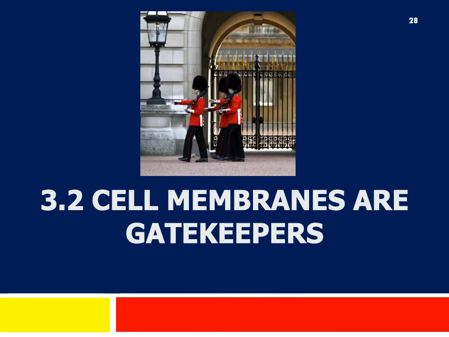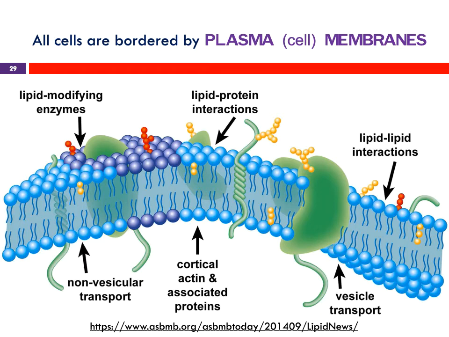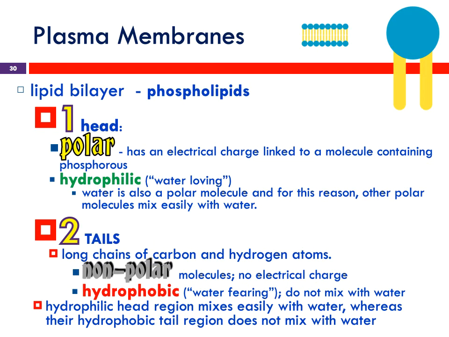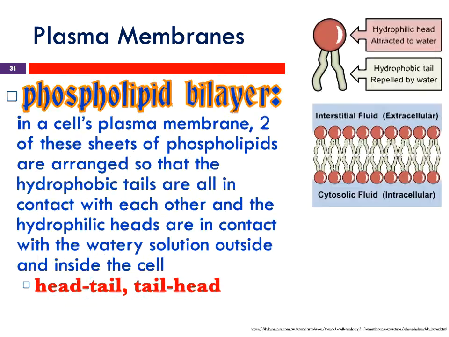3.2, cell membranes are gatekeepers. The plasma or cell membrane, those are interchangeable. They consist of phospholipids, which have one polar head. Polar means it's hydrophilic, water-loving, and two nonpolar or hydrophobic, water-hating tails hanging down from it.